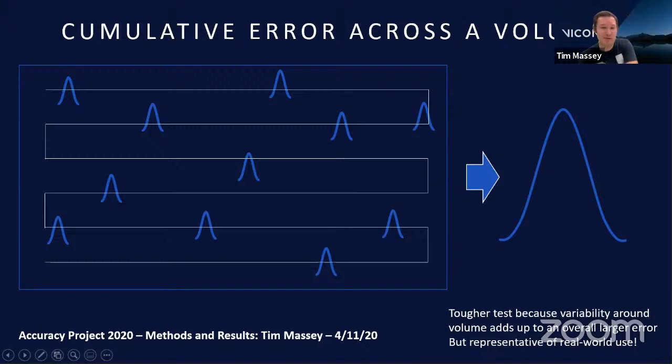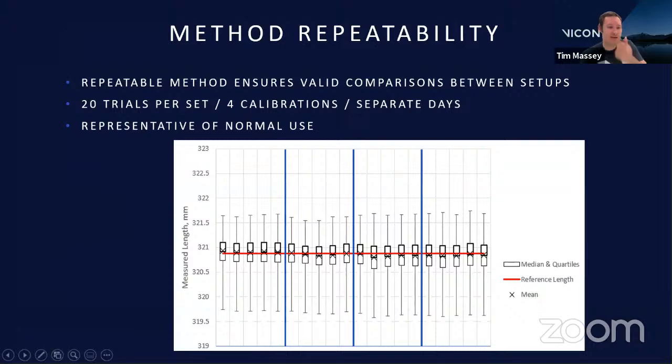So having said all of that, we actually did quite a bit of work, and this was quite a lengthy exercise, to essentially validate the method before we started getting to assessing our own systems. And this is an example of the type of data set that's generated. This is the measurement of the bar and the distribution across different trials. In this case, this is 20 trials, and not just 20 trials to repeat the movement around the volume, but also across 4 different calibrations and 2 days.